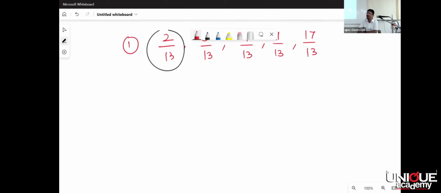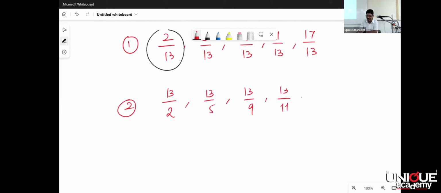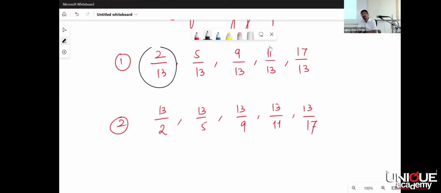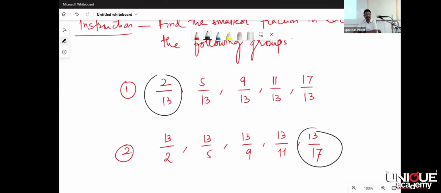Second group: 13 upon 2, 13 upon 5, 13 upon 9, 13 upon 11, and 13 upon 17. Which is the smallest one? 13 upon 17. Why? Because all have the same numerators. The fraction with the greatest denominator is the smallest. Is it clear? Before that, in the first group, each fraction has denominator 13, that is the same. So these are called like fractions. Like fractions can be easily added or subtracted.